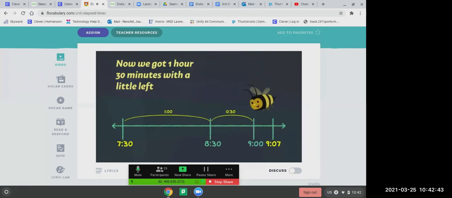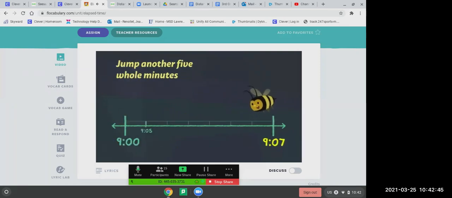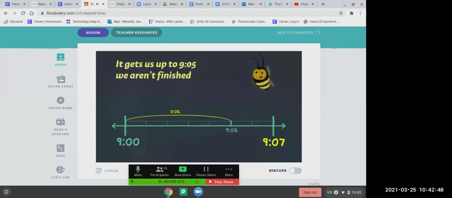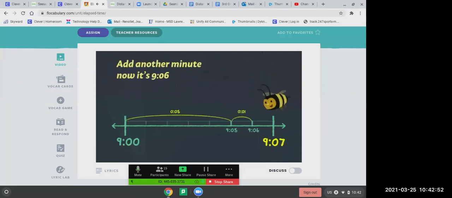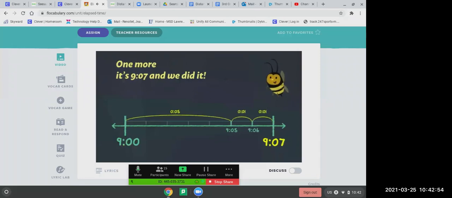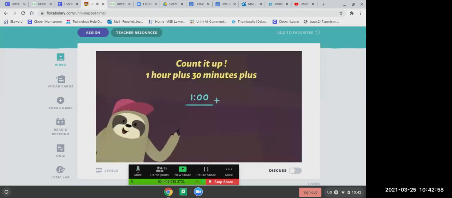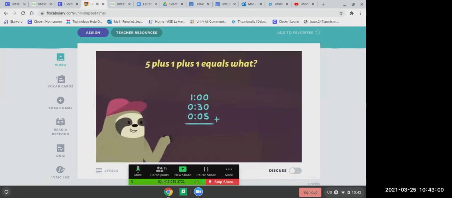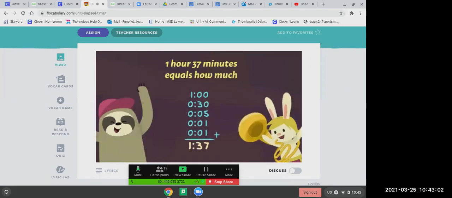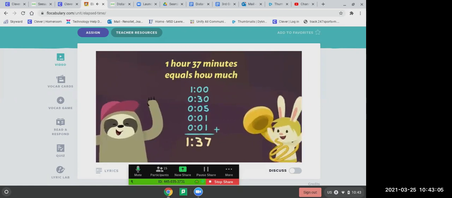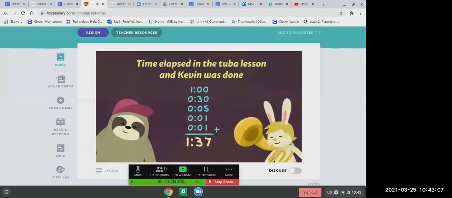Now we got an hour, 30 minutes with a little left. Jump another 5 whole minutes, yeah. It gets us up to 9:05, we aren't finished. Oh no, add another minute, now it's 9:06, yeah. One more, it's 9:07, then we did it, yes. Count it up, 1 hour plus 30 minutes plus 5 plus 1 plus 1 equals what? 1 hour, 37 minutes equals how much time elapsed in a tuba lesson and Kevin was done.